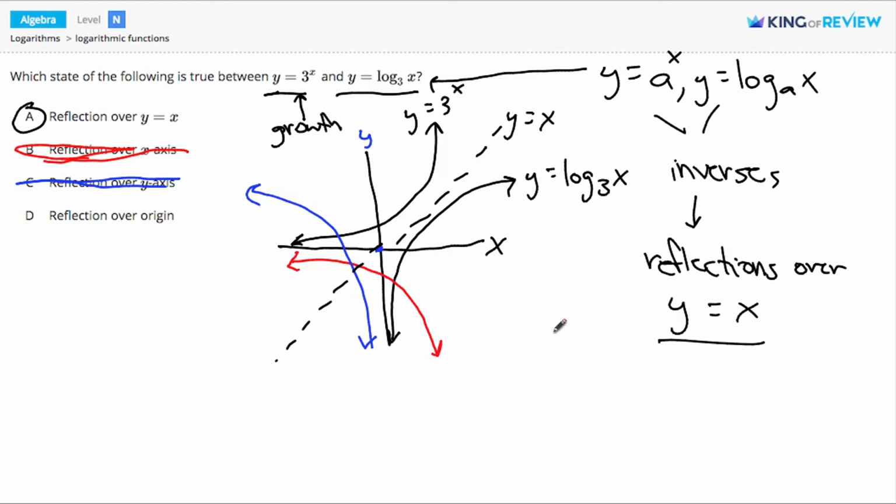So by that logic as well, these two graphs must be reflections over the line y equals x, since they're inverses. So there's our answer.